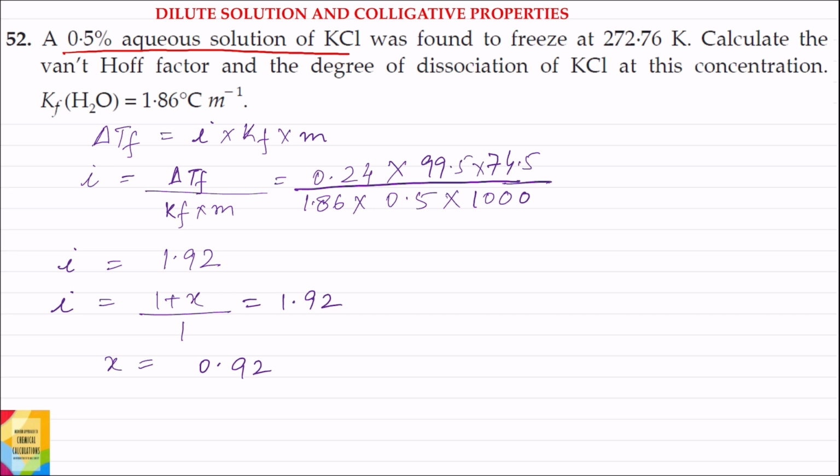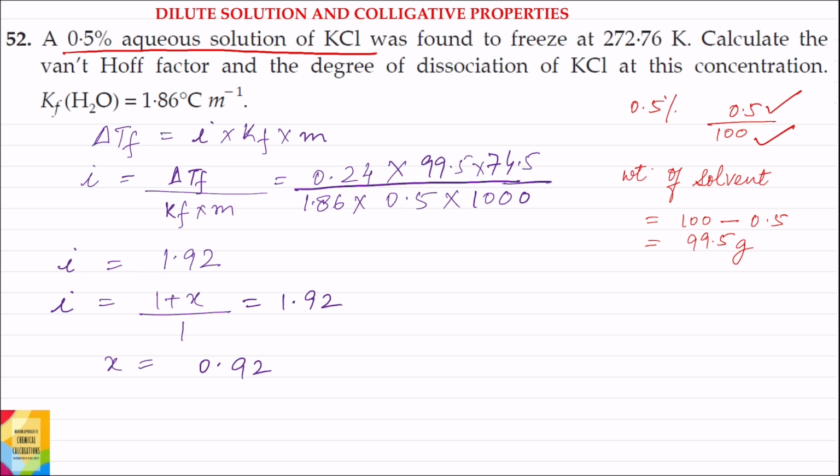0.5% aqueous solution है KCl का. Now what is the meaning of 0.5% solution? 0.5% को हम लिख सकते हैं 0.5 divided by 100. So 0.5 हो गया weight of solute and 100 हो गया weight of solution. Therefore weight of solvent हो जाएगा weight of solution, that is 100, minus weight of solute, that is 0.5, and this is equal to 99.5 gram.